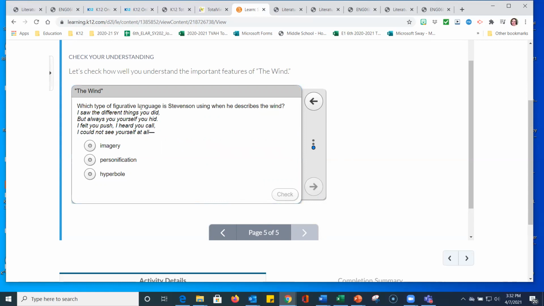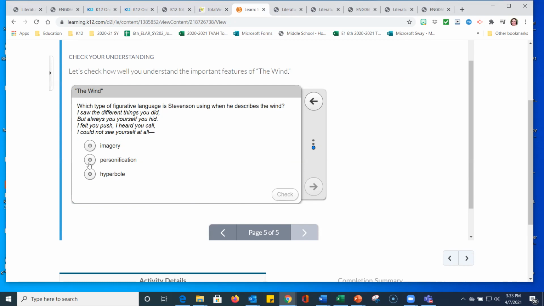Question 3, which type of figurative language is Stevenson using when he describes the wind? "I saw the different things you did, but always you yourself you hid. I felt you push, I heard you call. I could not see yourself at all." Is this A, imagery, B, personification, or C, hyperbole? Click your answer, check your answer. When you know the correct answer, copy and paste the question, correct answer, and explanation into your review document. Pause the video if you need to and come back.